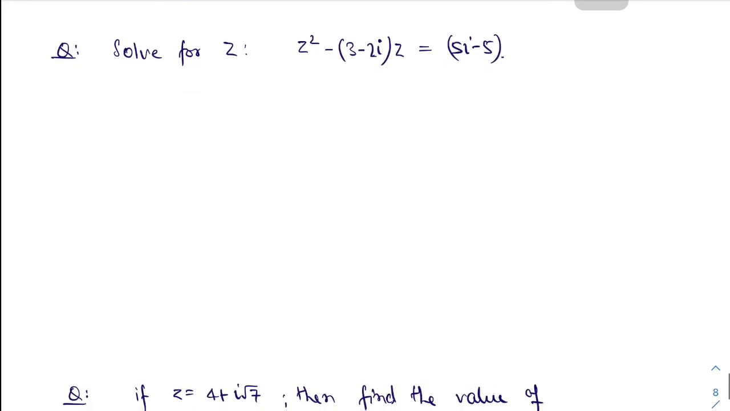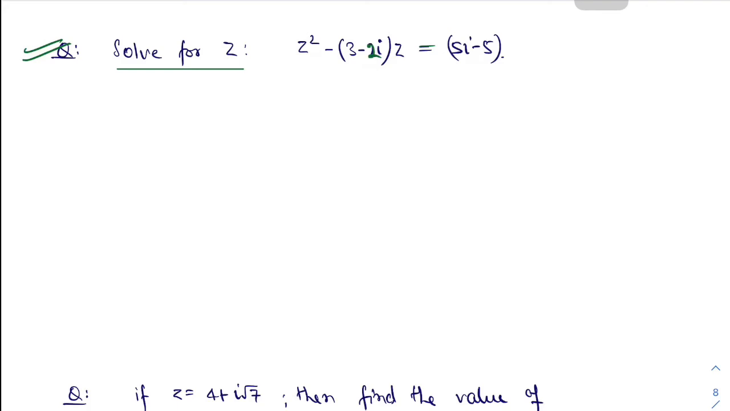You will also come across certain questions in which they will not very directly tell you to find the square root of any complex number, but at certain step of solving that question, you will need to find the square root of a complex number. Okay, so this question says you have to solve for complex number z, where z square minus (3 minus 2 iota) into z is equal to 5 iota minus 5.